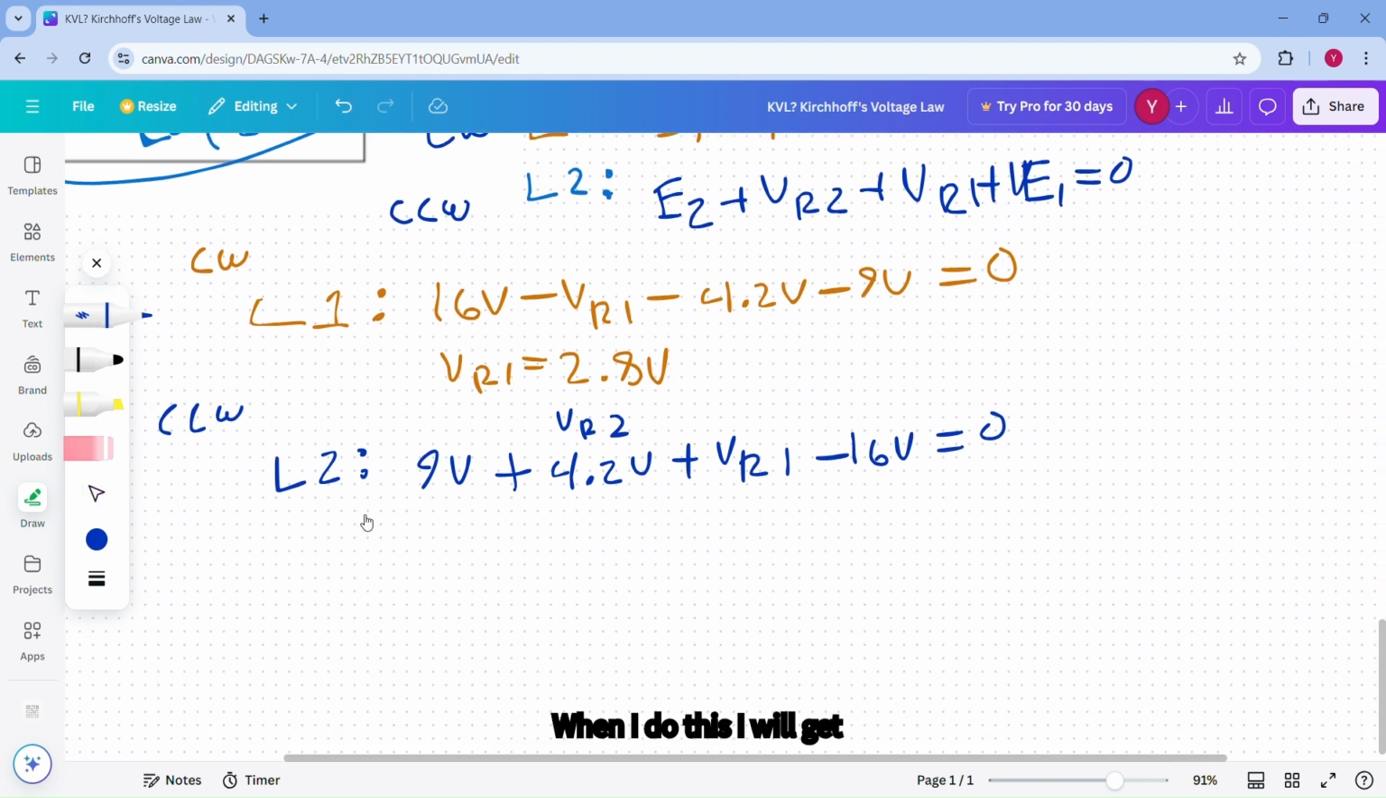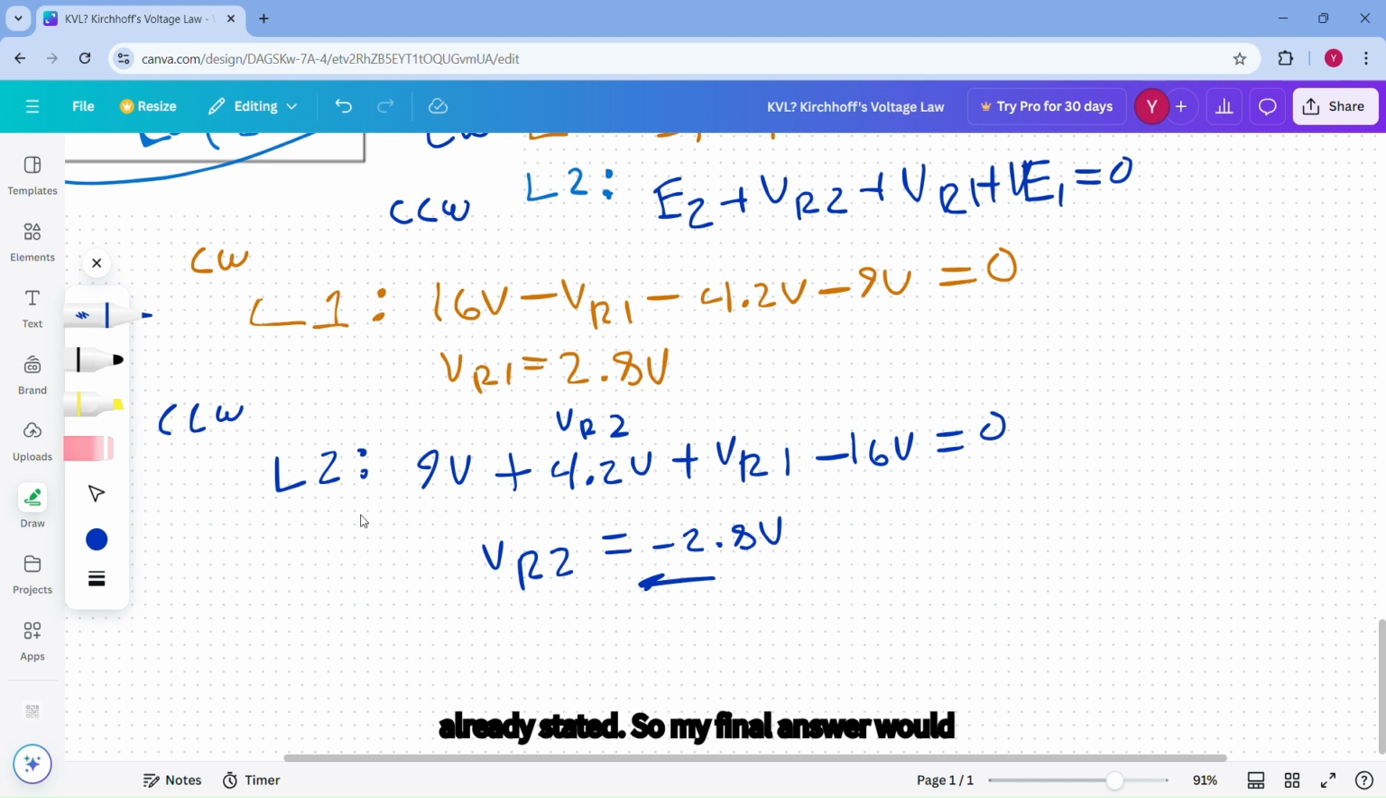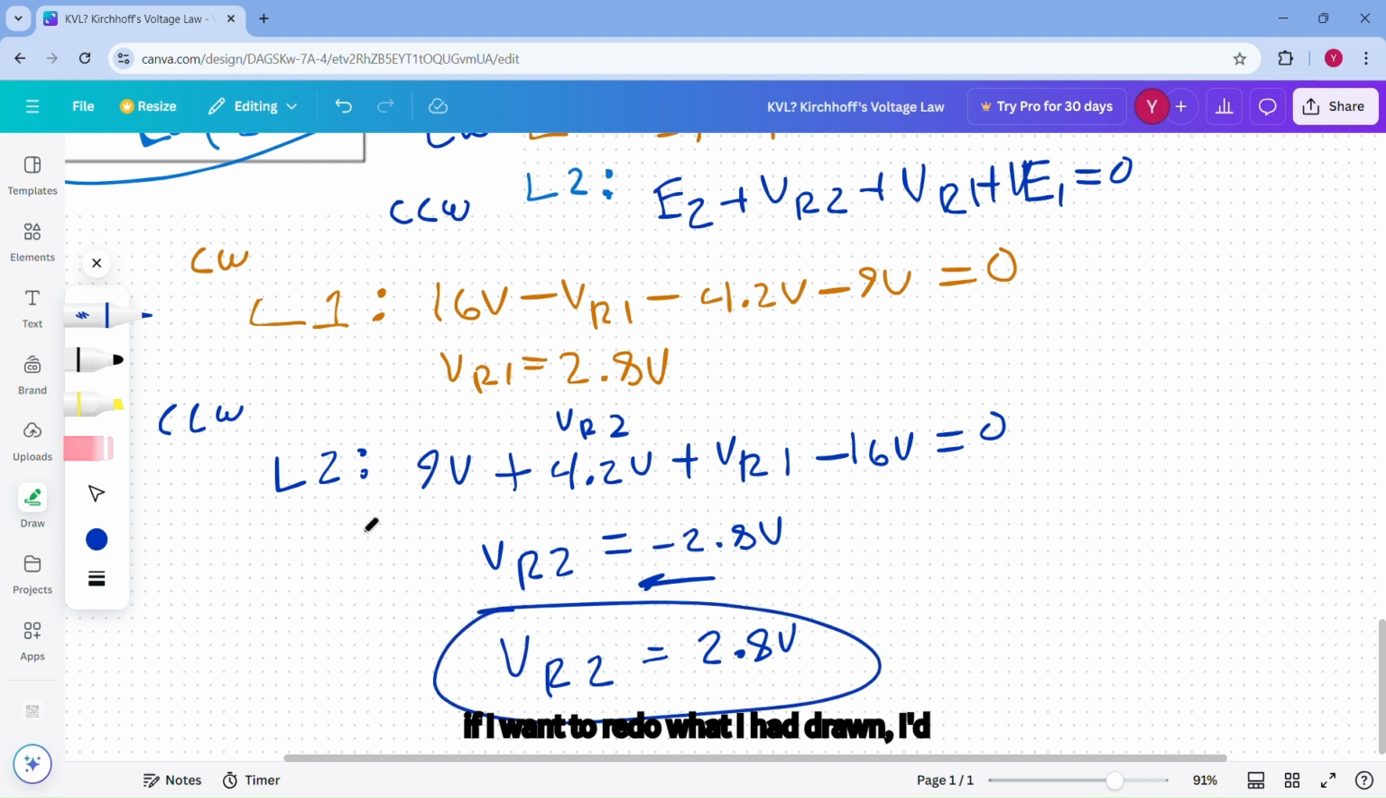When I do this, I will get VR2 is equal to a negative 2.8 volts. All this is telling me is that that current assumption that I made in my loop is actually incorrect. So instead of dropping this way, I should really be modifying it to what it looks like already on the circuit, what they already stated. So my final answer would still be 2.8 volts. And I could say, if they asked about current, or if I want to redo what I had drawn, I'd say, okay, the actual direction of the current in the circuit is clockwise.